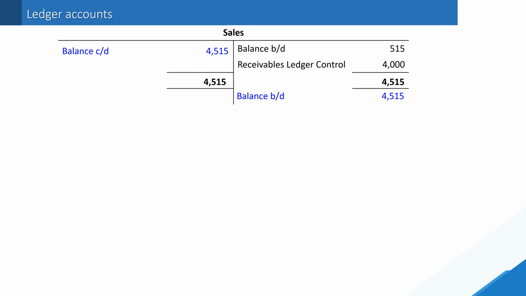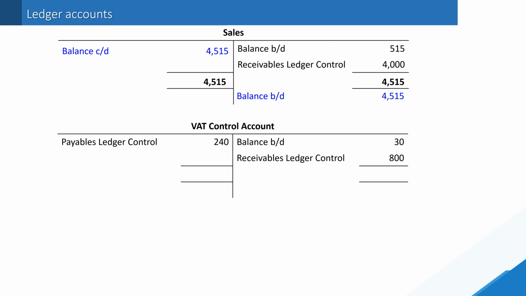The next account is the VAT control account, and this has entries on both the debit and credit side. So step 1, we find the totals of the debit and credit sides. We find the difference and we place this difference on the smallest side of the account. That means that on the debit side of the account we have a balance carried down of £590.